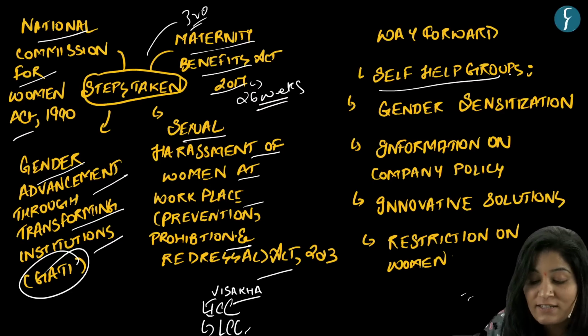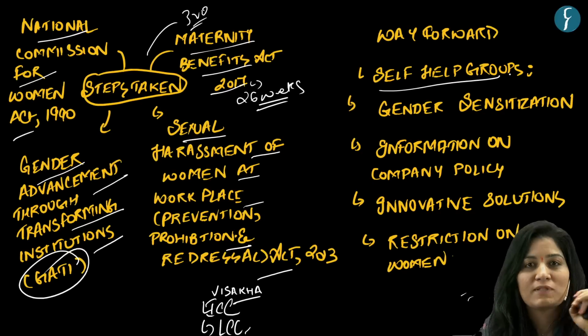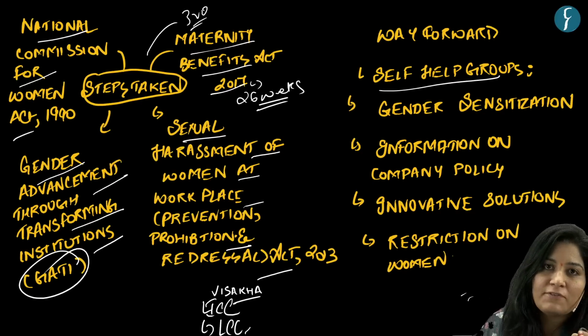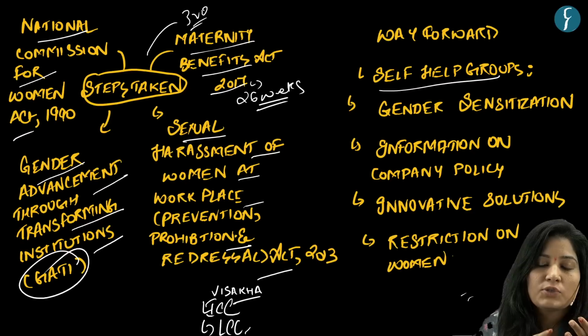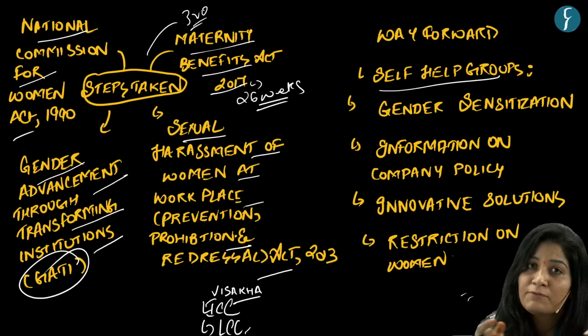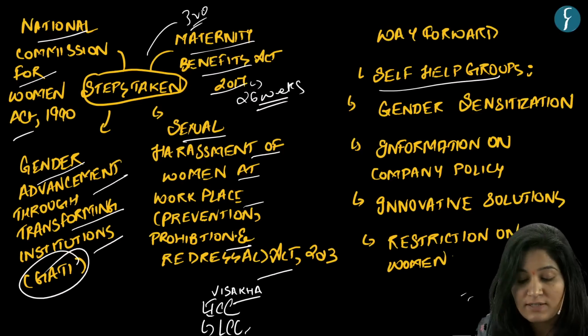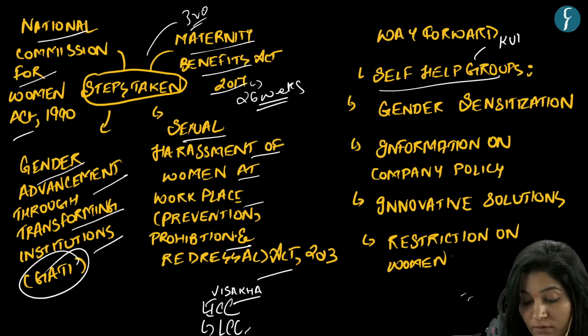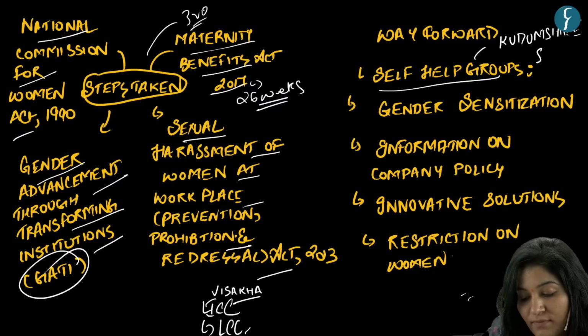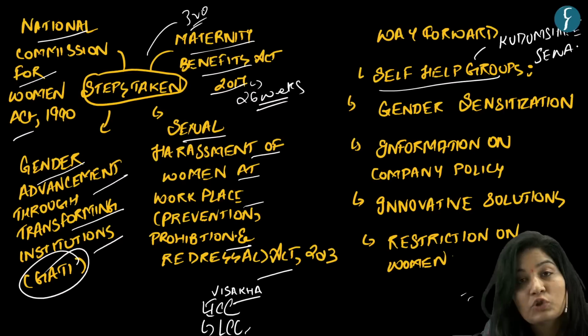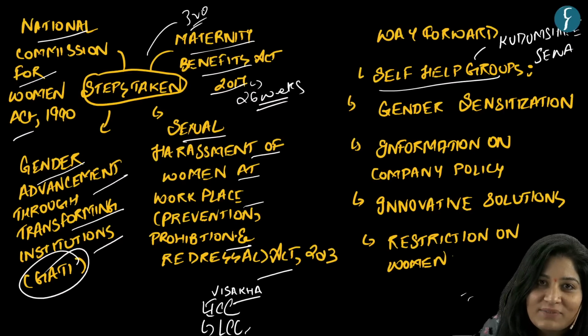The first is to promote self-help groups. The government should promote self-help groups to have a women-friendly environment. And the best examples of these are Kudumbashree in Kerala and SEWA in Gujarat.